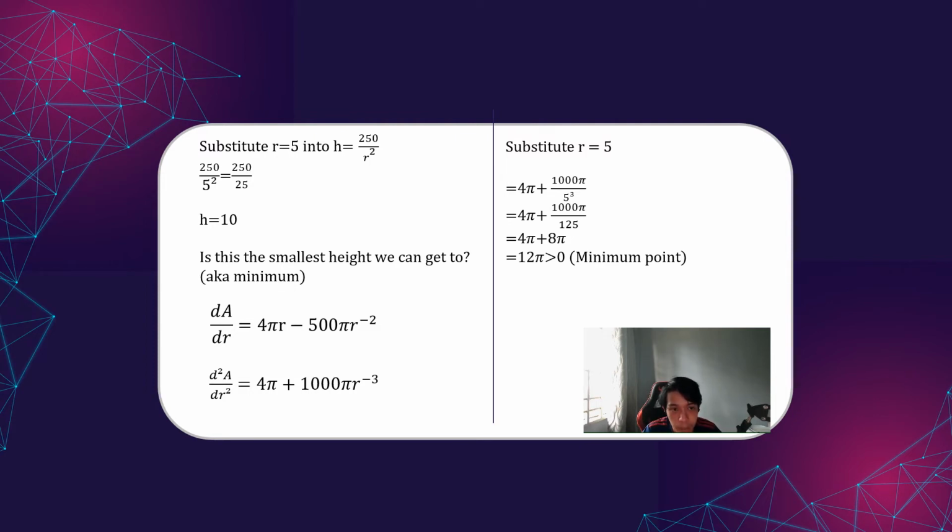Now we have 4 pi plus 1000 pi divided by 5 cubed, which is 125. 1000 divided by 125 is 8. Now we have 4 pi plus 8 pi equals 12 pi.